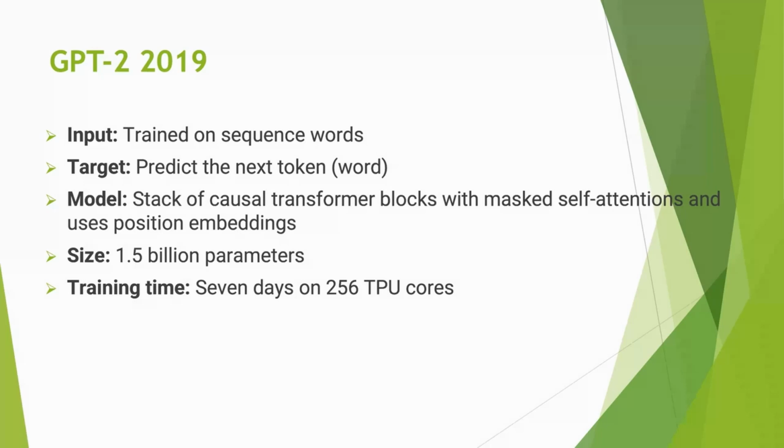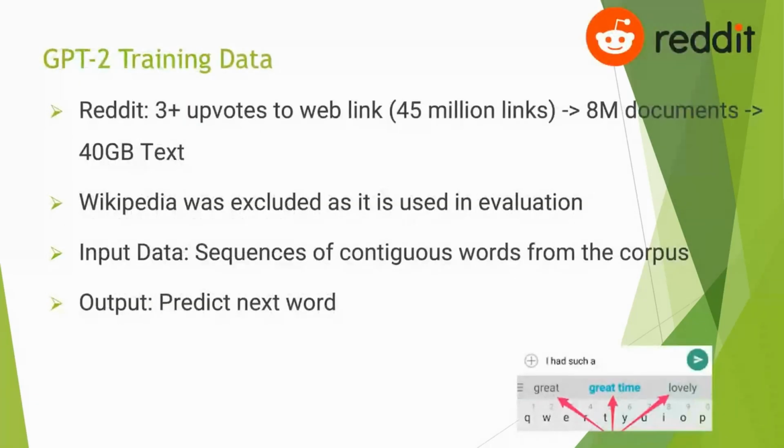Back then it took 7 days to train it on 256 TPU cores. That was huge and very expensive back then. A lot of people confuse the training documents as using Reddit data, but no, they looked into the web links from Reddit, however only those with more than 3 upvotes. They collected 45 million links, and that ended up with 8 million documents, 40 gigabytes, as we mentioned earlier in the lab.